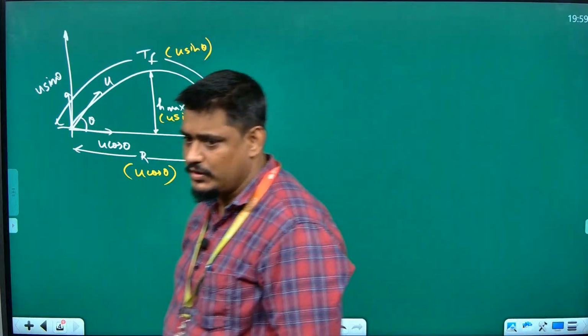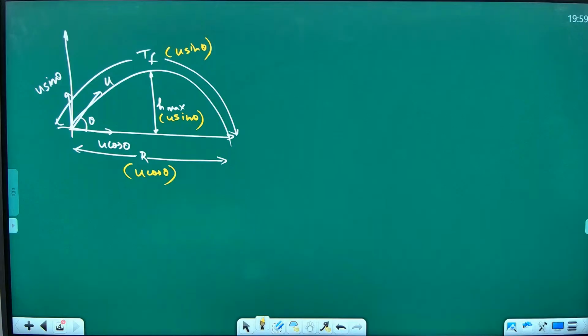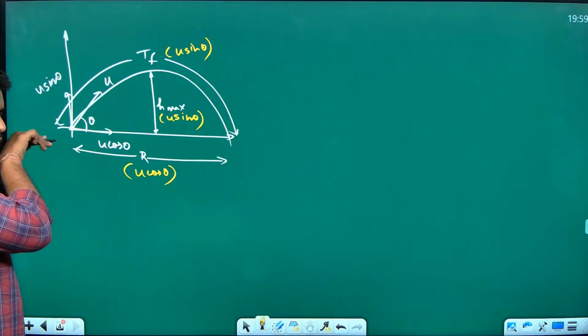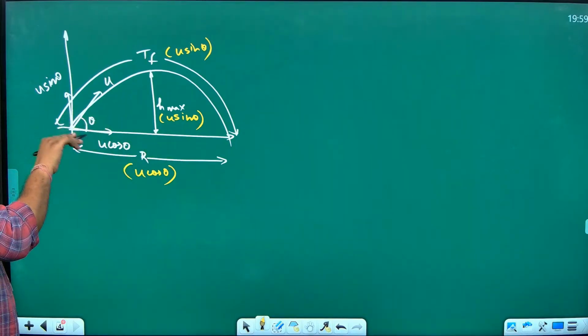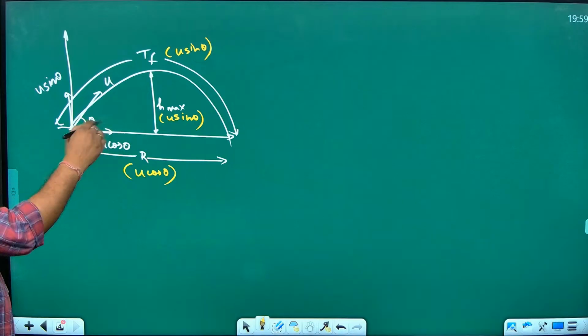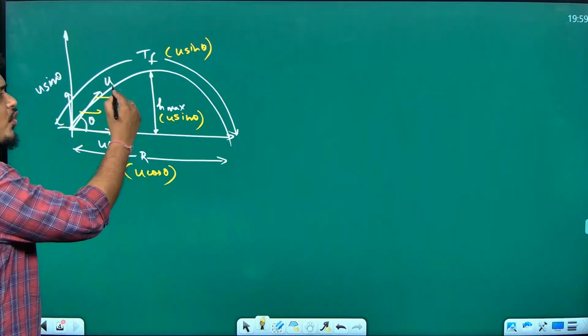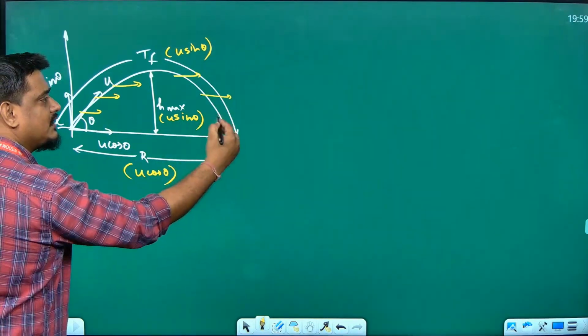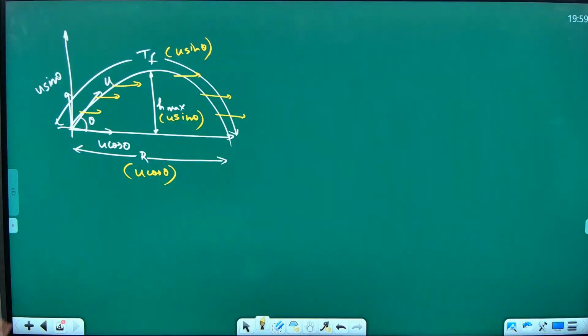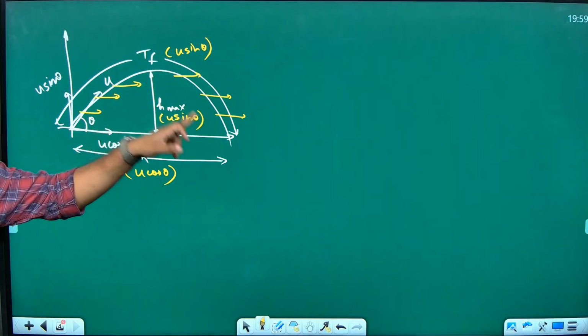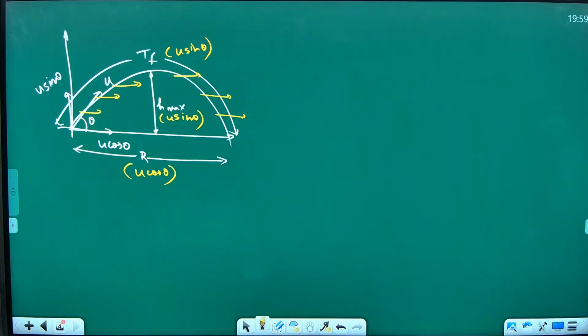When you are throwing something, it goes like this. Why is it going in this direction? Because you gave a u sin theta component. I will tell you once again, you understand this. When an object is moving in this direction, the u cos theta acting in this direction remains the same u cos theta throughout. Wherever you find it, it is u cos theta. But u sin theta is not like that.